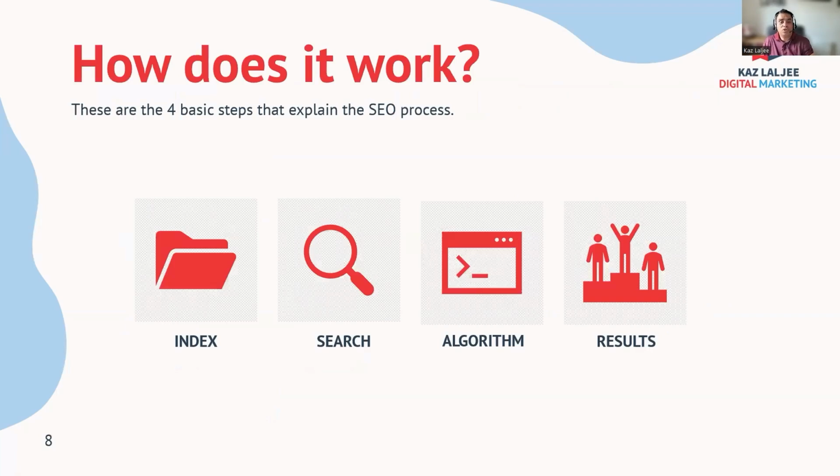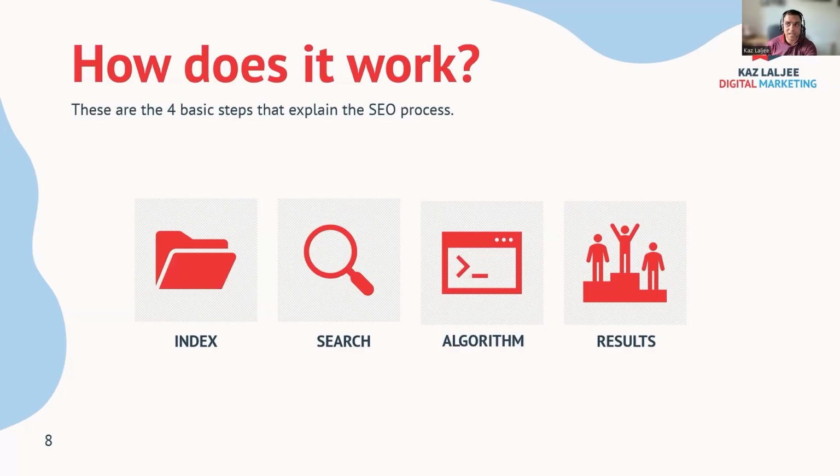So, how does it work? Basically, there are four basic steps to explain the process of SEO. So, first of all, you index it. What we mean by that is once you have a website, it doesn't necessarily mean it's on Google. So, what you have to do is almost tell Google, hey, I've got a website.